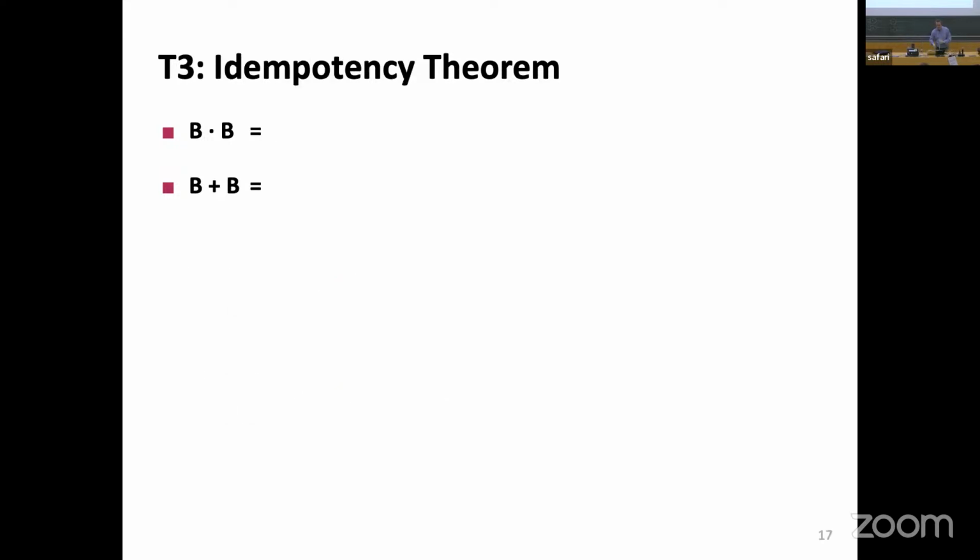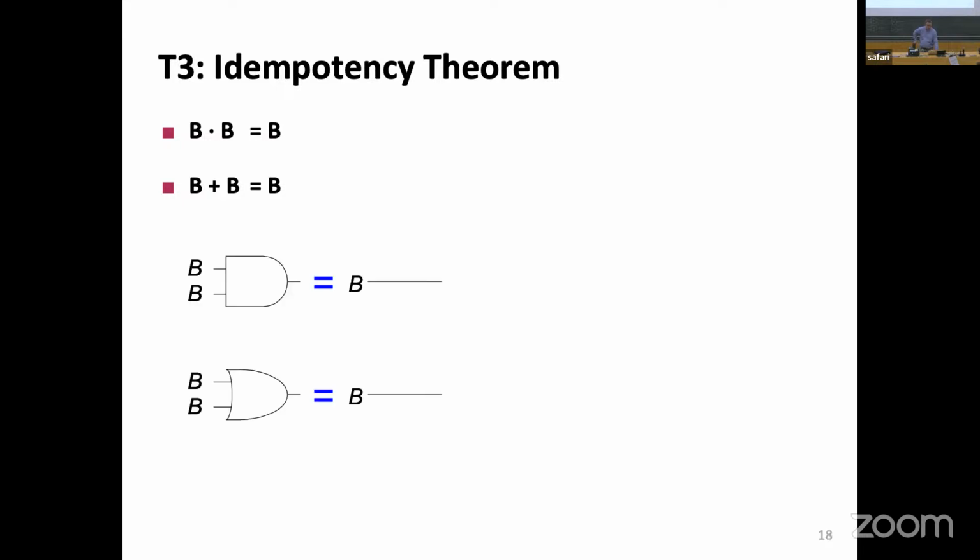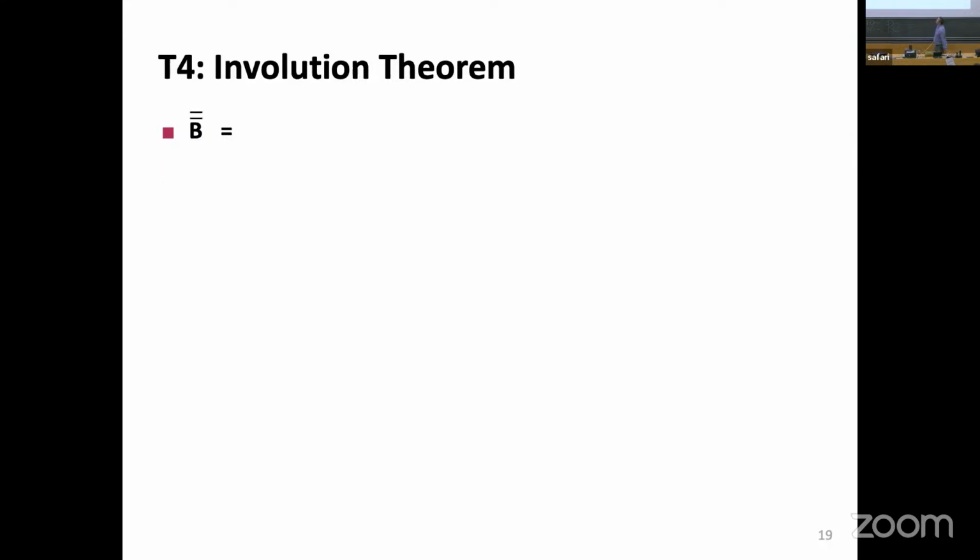Moving forward, idempotency: B and B. Great company name, no? B and B is B, B or B is B. So if you are operating on the same value twice, you are going to get the same. Involution: if you take a value, invert it, and then invert it again, you are going to get the same.